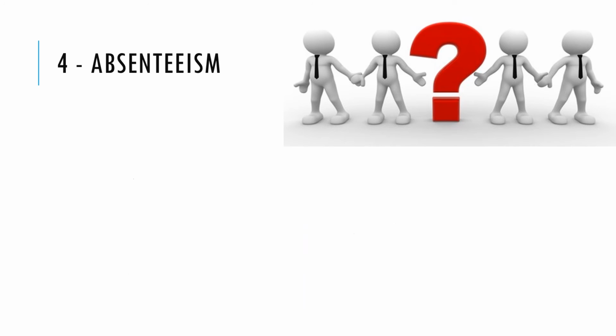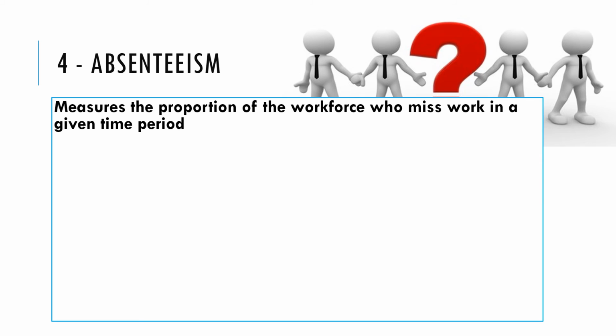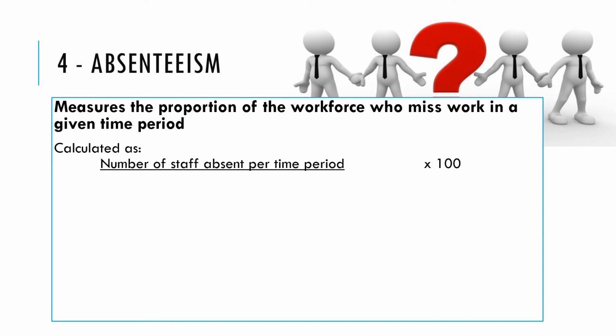Okay, number 4 is absenteeism. So this measures the proportion of the workforce who miss work in a given time period. So here we're trying to measure the performance of the workforce by saying, do they turn up? So we calculate this as the number of staff absent for a given time period divided by the total number of staff for that time period times 100.